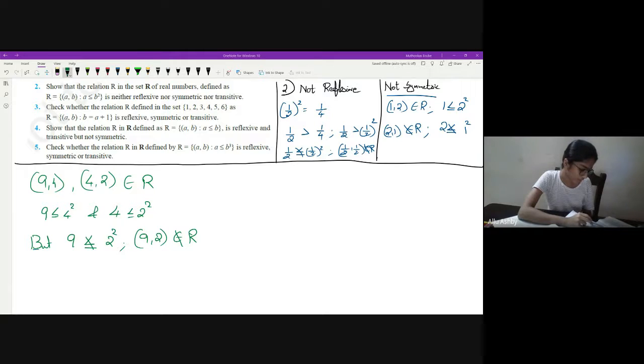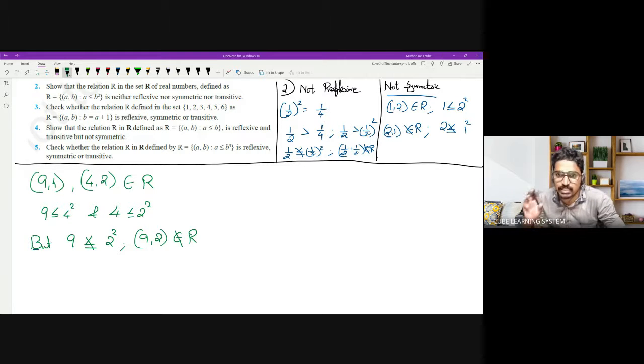Sir, A less than or equal to B square. That's a condition for the relation. My question is, in which set is the relation defined? Set builder form. That's also okay. Only R is a relation on set A.